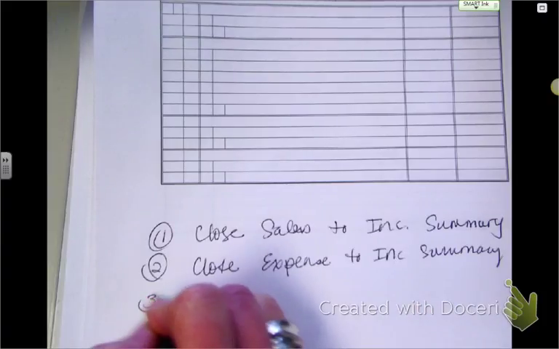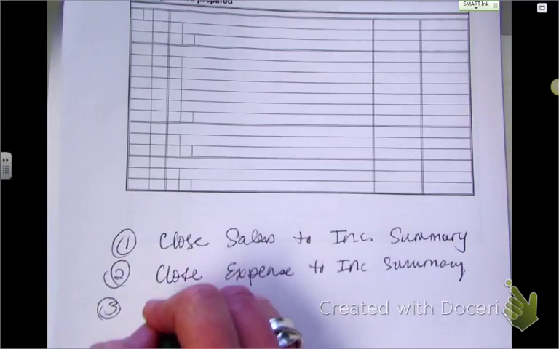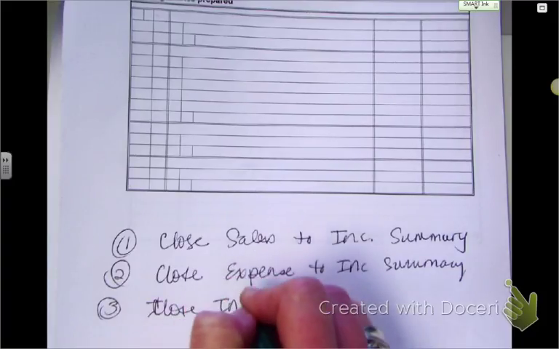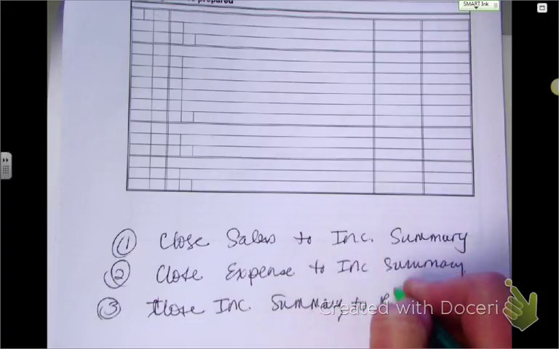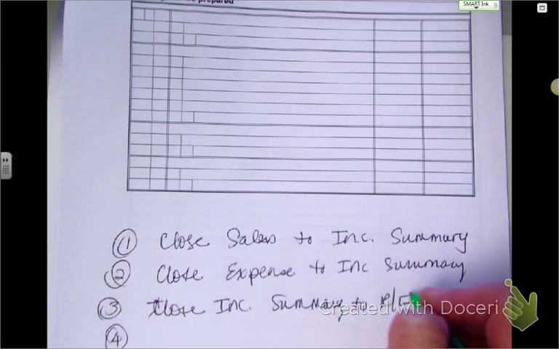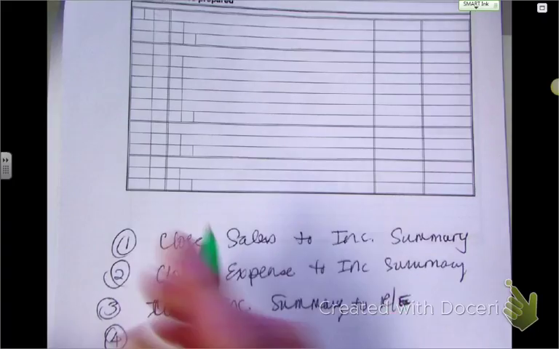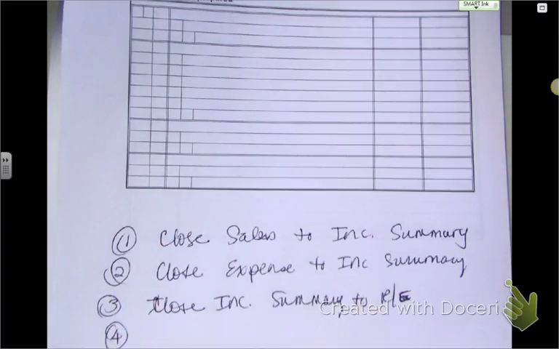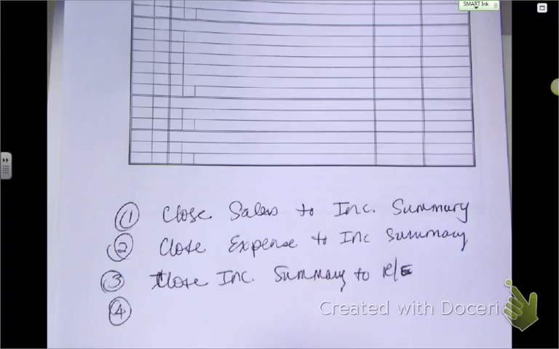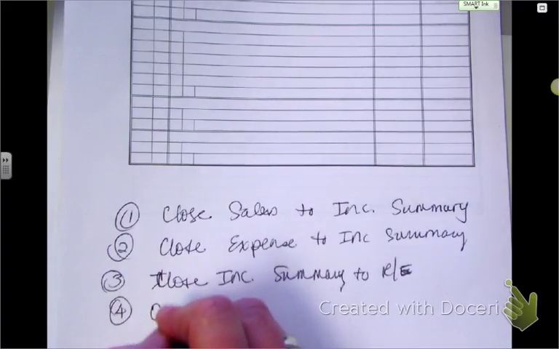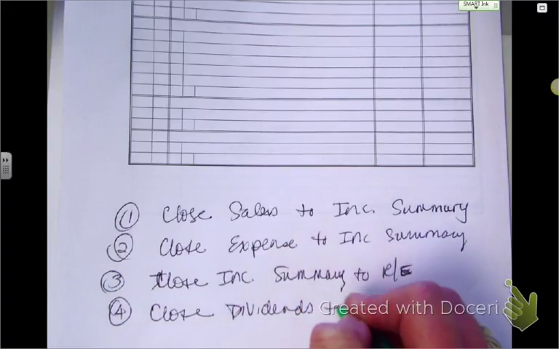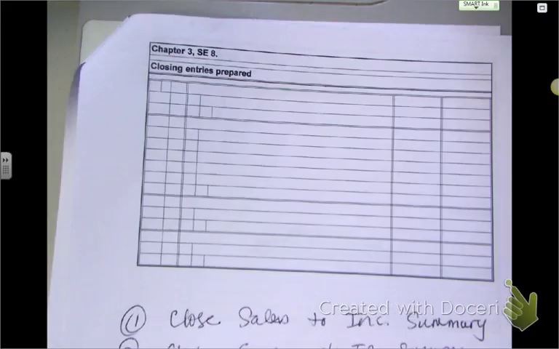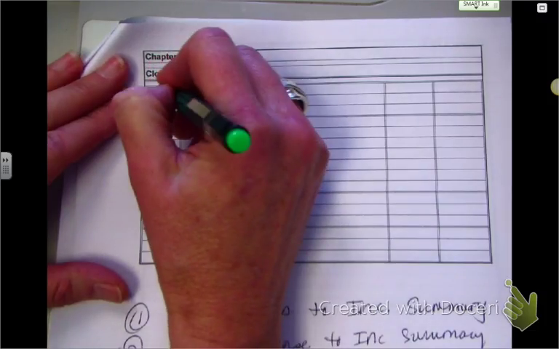Then we're going to close our income summary. Good. Income summary to our retained earnings. And then fourth, just like we had before, we close the drawing, but we don't have drawing, we have dividend. So we're going to close our dividends to what? Retained earnings. Okay? So those are the 4 steps in our closing entries. So we're doing this as of December 31st.